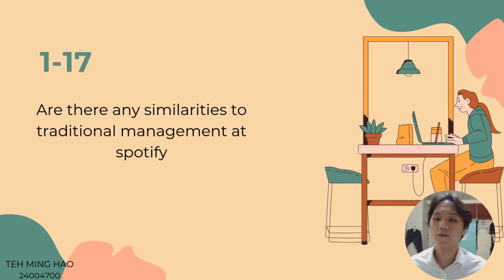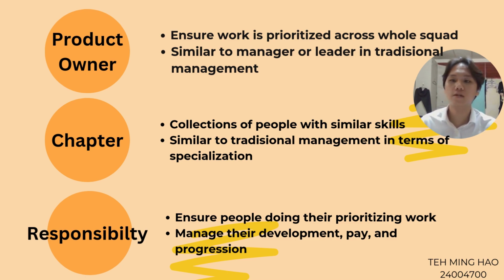So now let me dive into the cases. Are there any similarities to traditional management at Spotify? So first, the similarities are product owner, chapter, and responsibility. Let's dive into product owner. The product owner guides the members in the squad and needs to ensure the work is prioritized across the whole squad, where the job is very similar to the manager or leader in traditional management.